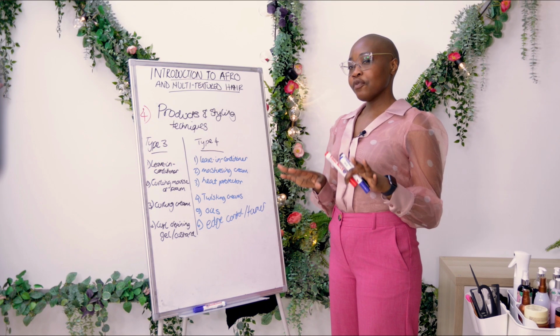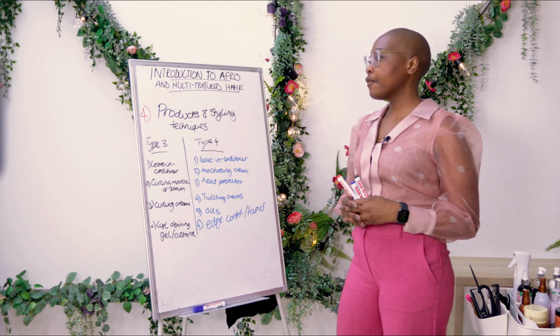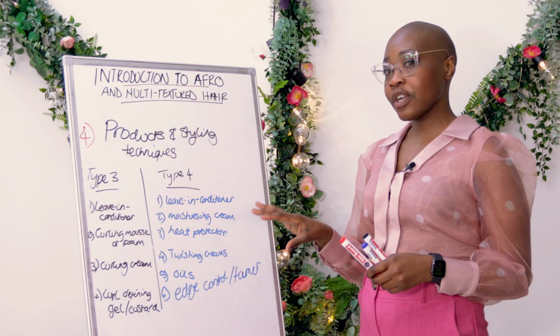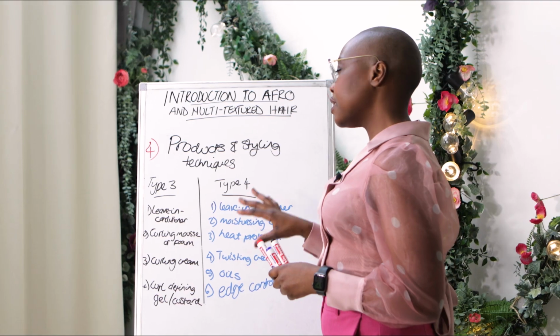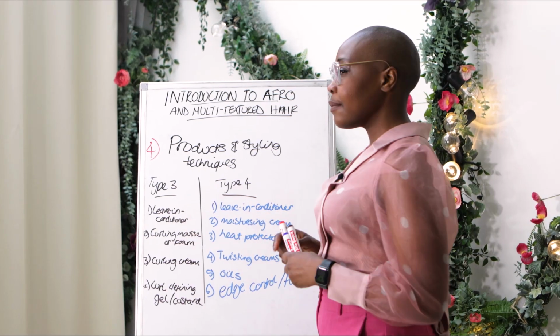Okay, so we've covered 3 key points so far. We know the last key point was the third one, and we're looking at the curl guide chart. So once we understand the structure of the curls, we then need to understand what type of products will be used for specifically type 3 hair and type 4 hair.